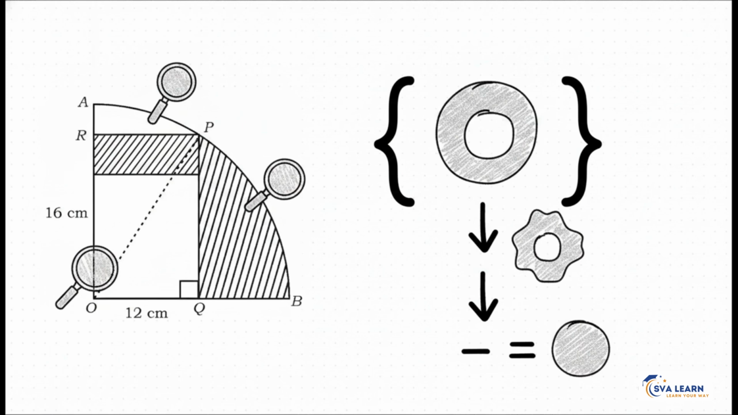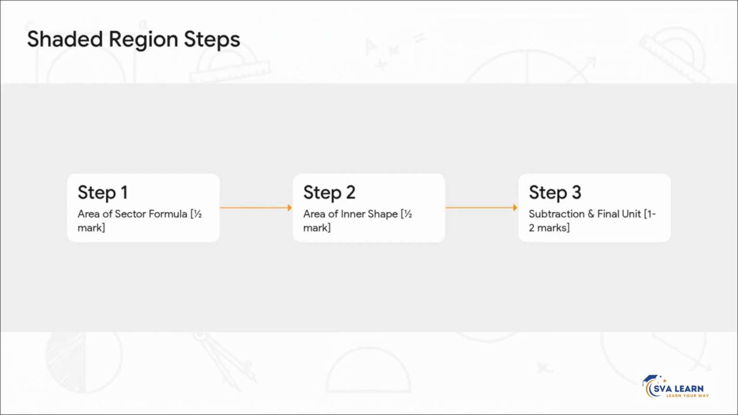But as an evaluator, I'm going to tell you a secret. To me, this isn't some complex geometry problem. It's really just a simple 3-step subtraction problem. That's the whole shebang. You find the area of the big shape, find the area of the unshaded inner shape, and just subtract them. Here is exactly how the official key answers map out the marks.